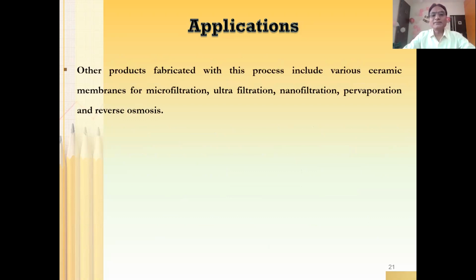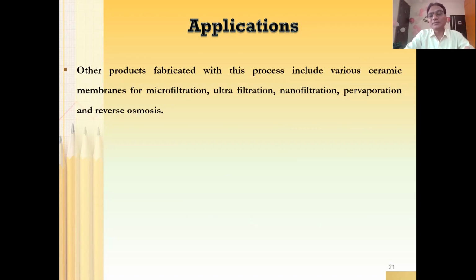Other products fabricated with this process include various ceramic membranes: microfiltration, ultrafiltration, nanofiltration, and evaporation and reverse osmosis. Truly speaking, the products are going to be membranes for microfiltration, because whenever you are talking about filtration, filtration is going to play an important role whenever you are dealing with a chemical solution method.